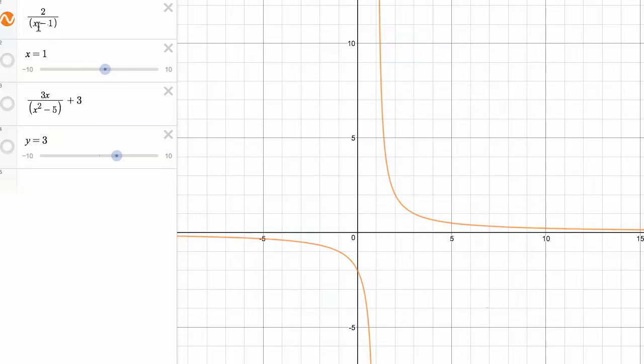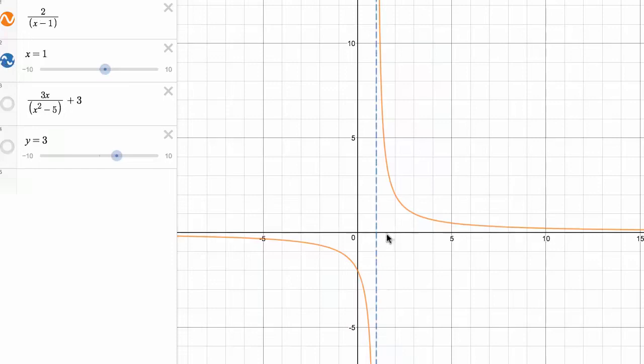If you were to just substitute x equals 1 into this expression, you're going to get 2 over 0. And whenever you get a non-zero thing over 0, that's a good sign that you might be dealing with a vertical asymptote. In fact, we can draw that vertical asymptote right over here at x equals 1. But let's think about how that relates to limits.